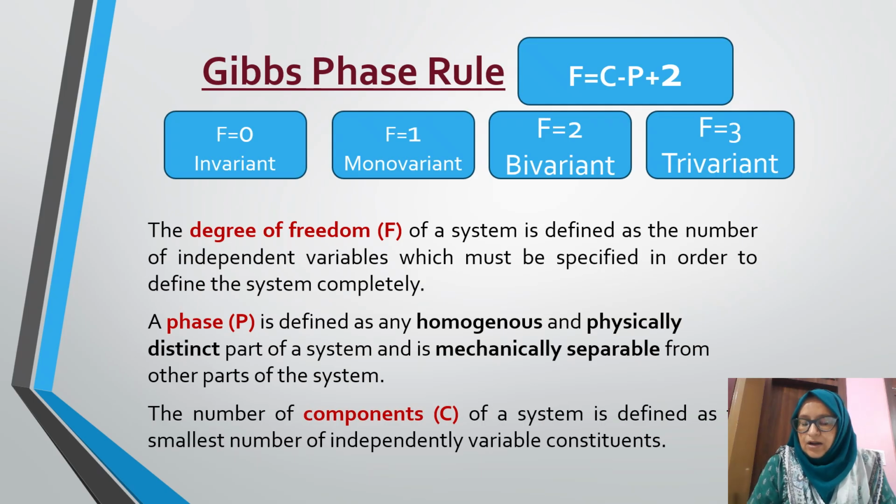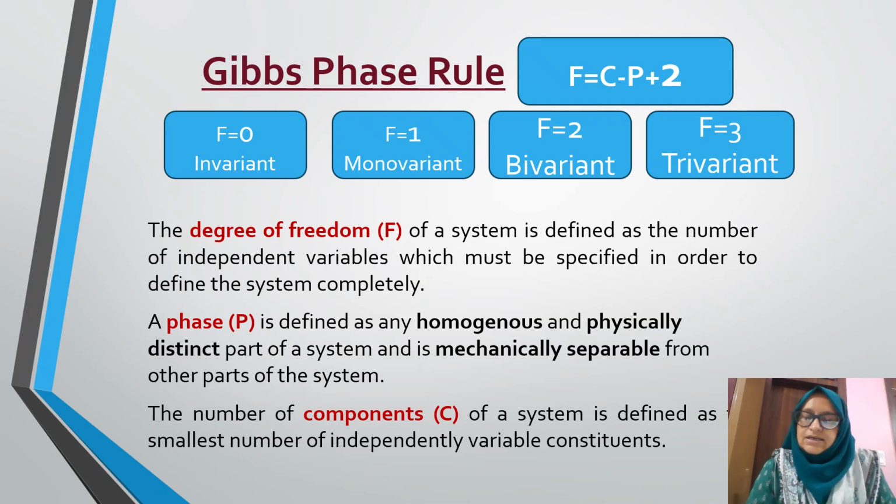Now moving on to another example, if I am having a solution of two miscible liquids. Miscible liquids means those liquids which completely dissolve with one another. So if I am having a mixture of two miscible liquids, for example water plus ethanol, this will be a miscible solution, and hence this will be considered as a single phase system.